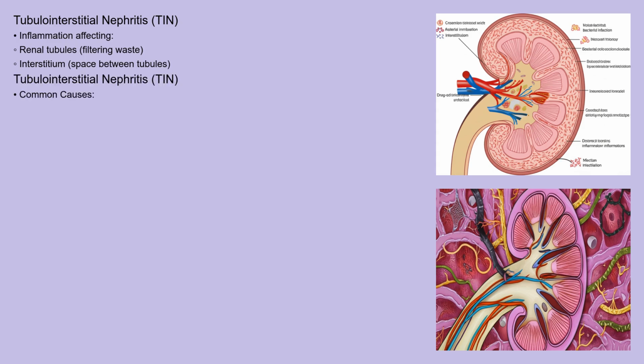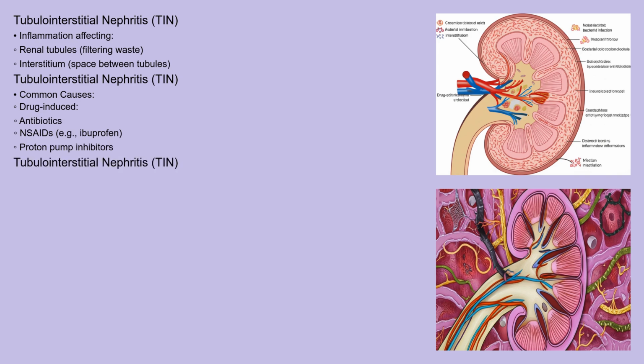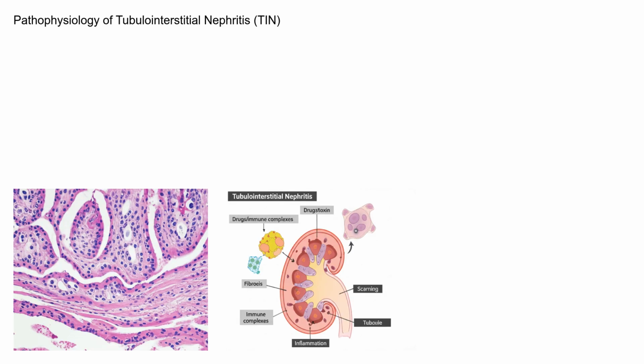Various medications, including certain antibiotics, NSAIDs like ibuprofen, and proton pump inhibitors, can trigger an immune response or directly damage these kidney structures. Infections like pyelonephritis and certain systemic infections can also lead to TIN. Less common causes include autoimmune diseases like lupus and Sjogren's syndrome, metabolic disorders like hypercalcemia, and exposure to toxins such as heavy metals. The pathophysiology of TIN varies depending on the cause.